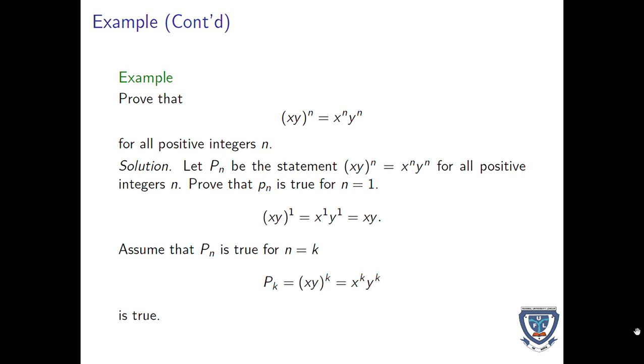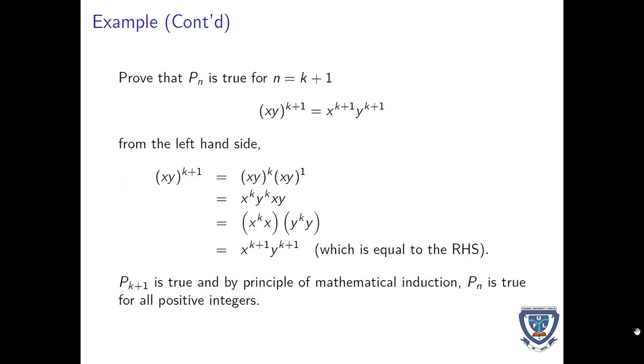Then you move on to replace n with k. And when you do that, you're going to have P(k) equal to (xy) raised to the power k, which is equal to x raised to the power k, y raised to the power k. Now the next step is anywhere I have n, I should replace it with k plus 1. So you start with the left hand side, then you observe whether you are going to arrive at the same thing with what is on the right hand side. That is how it's done.